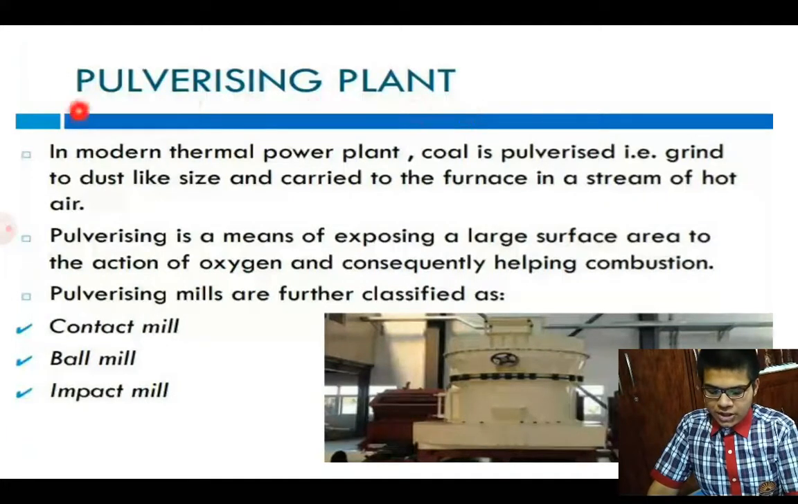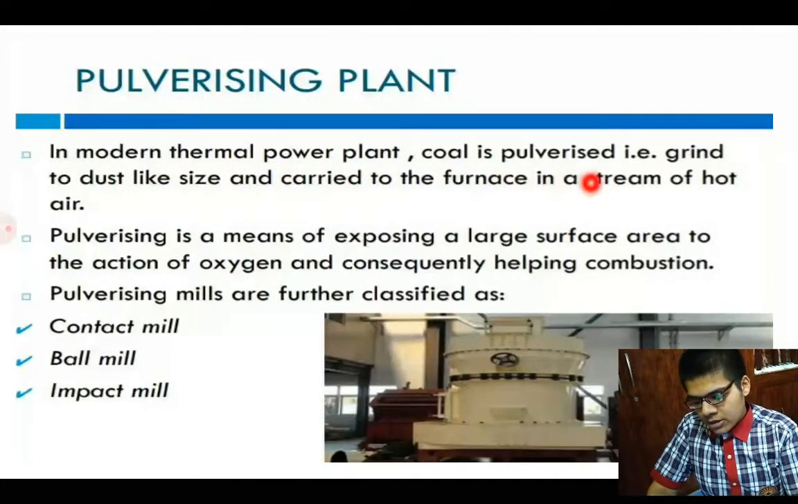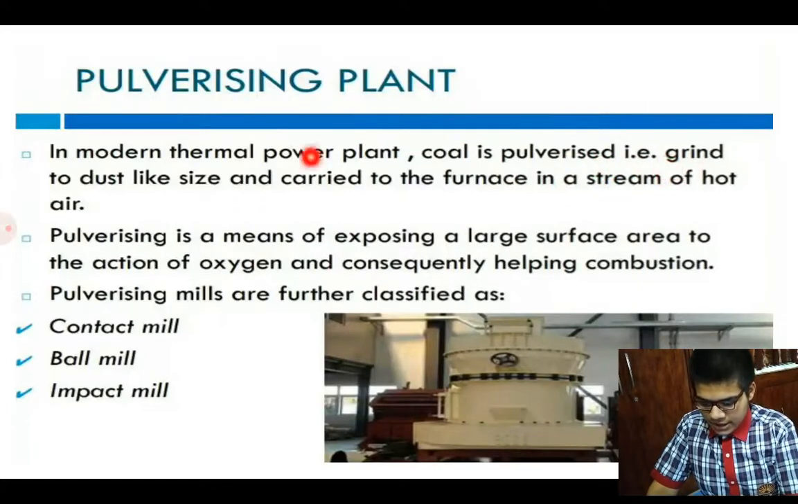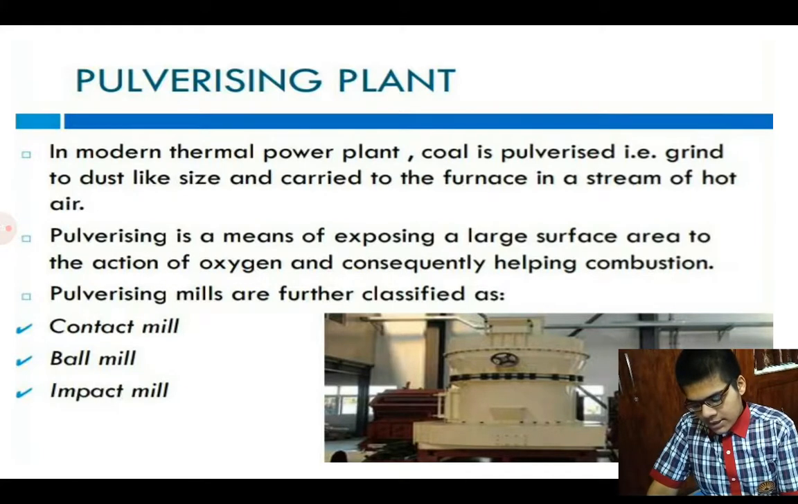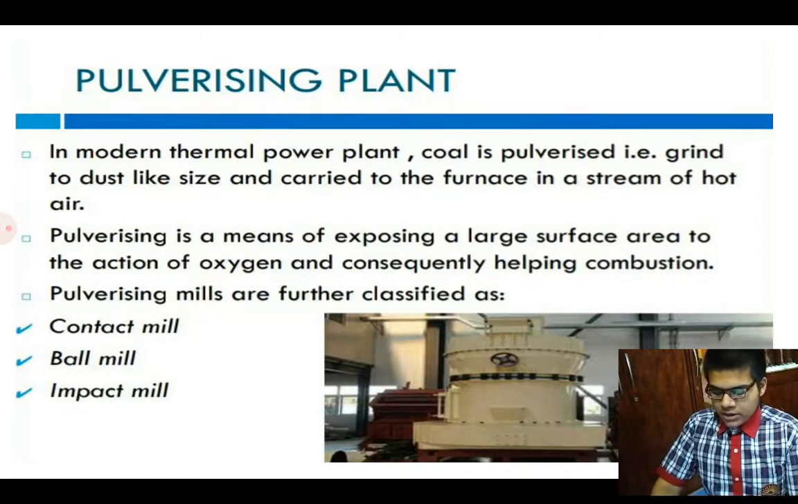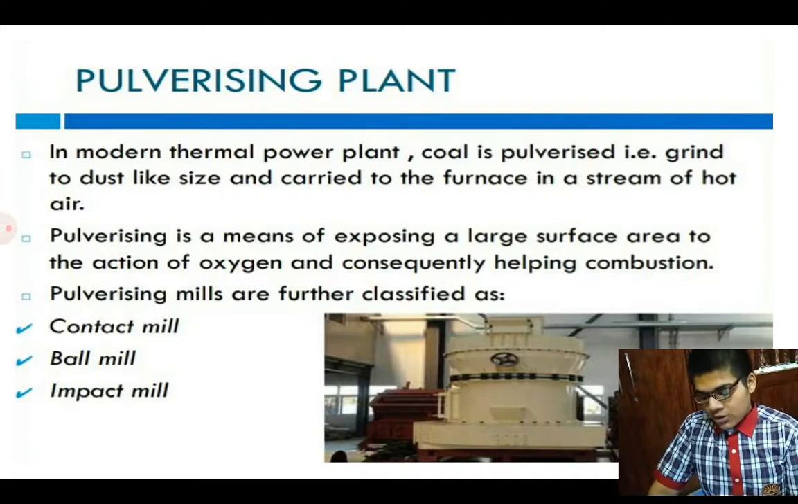Pulverizing plant. In a modern thermal power plant, coal is pulverized, that is, ground to a dust-like size and carried to the furnace in a stream of hot air. When new coal comes to the power plant, some coals are larger in shape while some coals are smaller in shape, so we can't burn all big size coals, so we have to pulverize them.